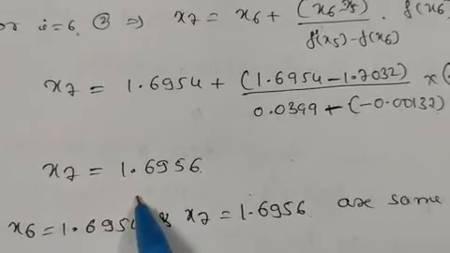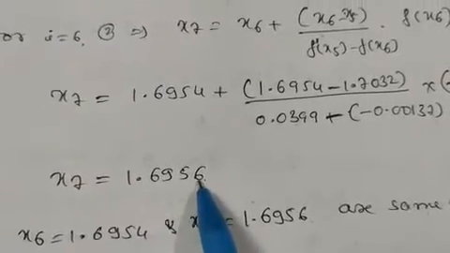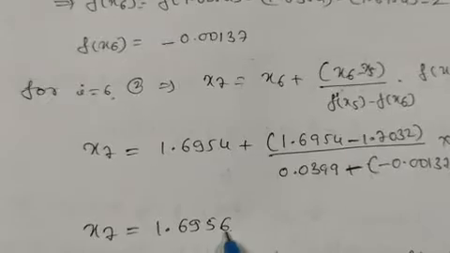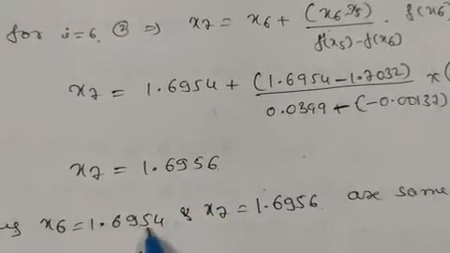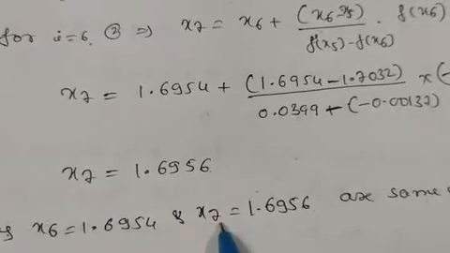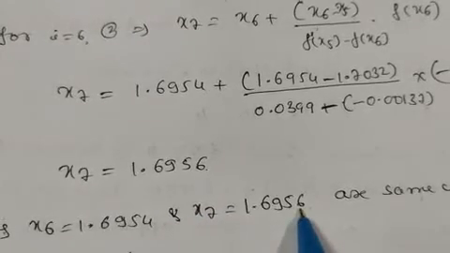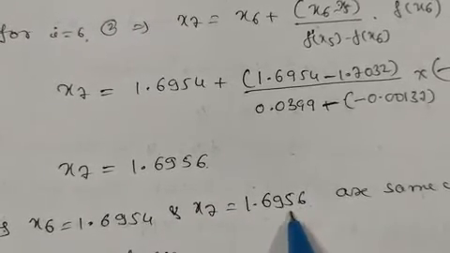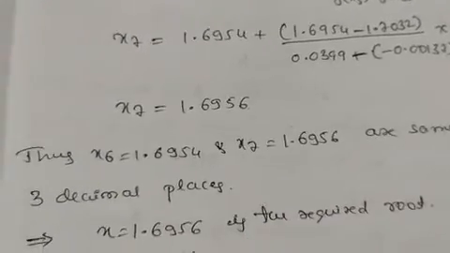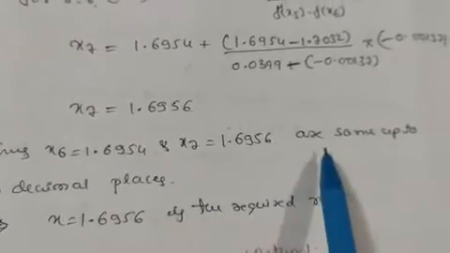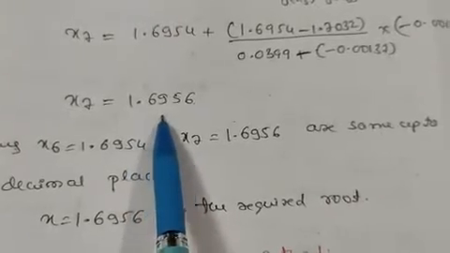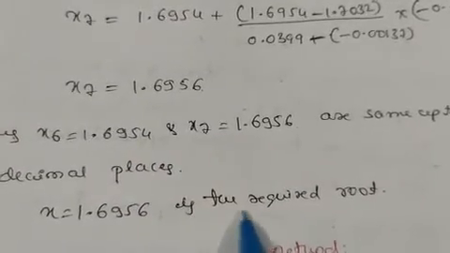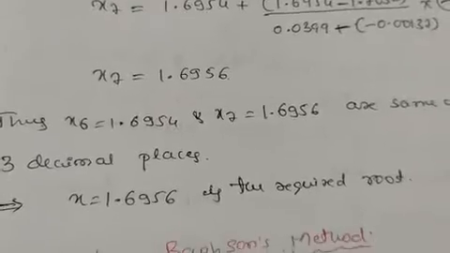x7 is equal to 1.6956. Since x6 is 1.6954 and x7 is 1.6956, they are almost the same up to 3 decimal places. So therefore we can take x equals 1.6956. This is the required root of the given equation.